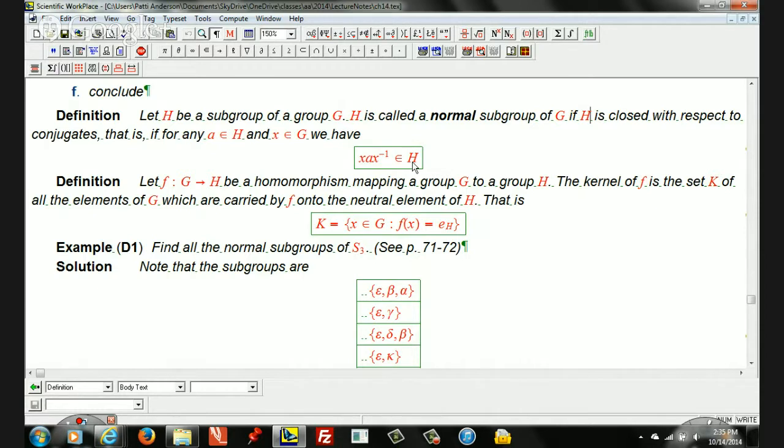We're actually going to do an example where we're going to find the conjugates, so we'll get practice doing that. But that is a normal subgroup. Normal subgroup means you can do XA X inverse, and it still is in the subgroup H.